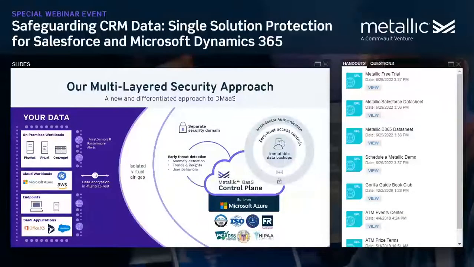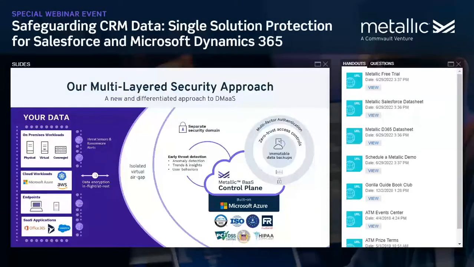So a little bit more about our multi-layered security approach. Now I mentioned that, just like other SaaS application providers, we're concerned about uptime. We are vigilant about security for our customers. So if you look at your data, whether it's your on-premise workloads that you're backing up into Metallic, whether it's your cloud workloads such as Microsoft Azure or Kubernetes or AWS, your endpoints, and of course your SaaS applications, which we're talking about here today, which is Dynamics 365 and Salesforce. These are all backed up.